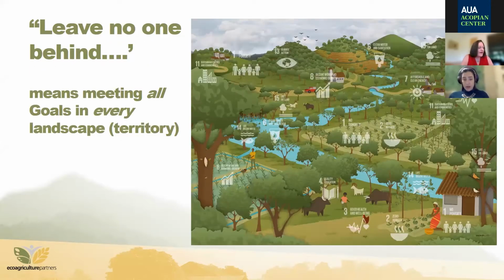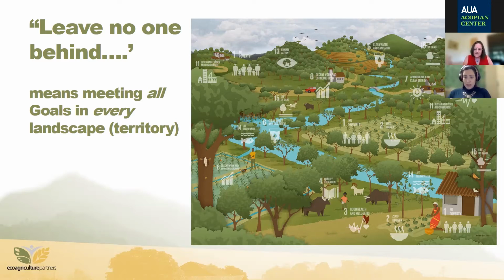First of all, the idea that we leave no one behind, which is the mantra of the SDGs, means meeting all of the goals in every landscape and territory. That doesn't mean in every single farm, but certainly in every single region or landscape. So what's the challenge for doing that? So how do we think about that?